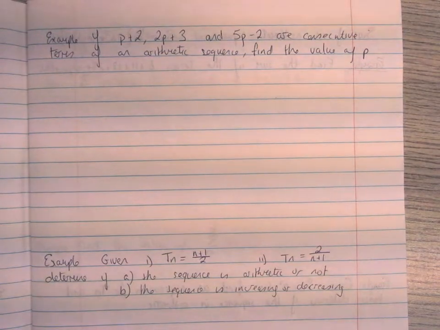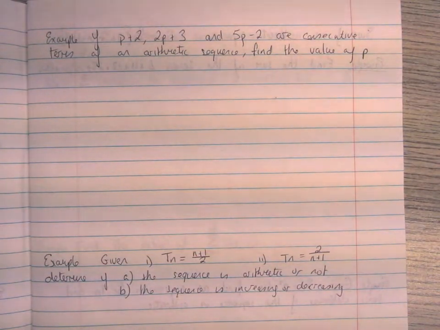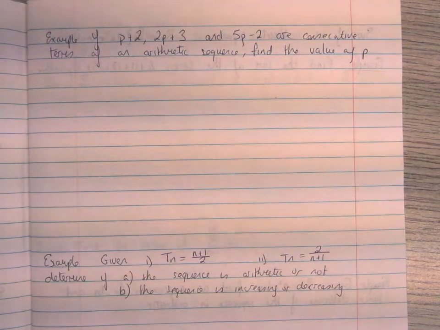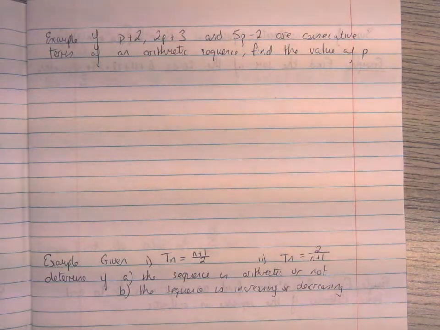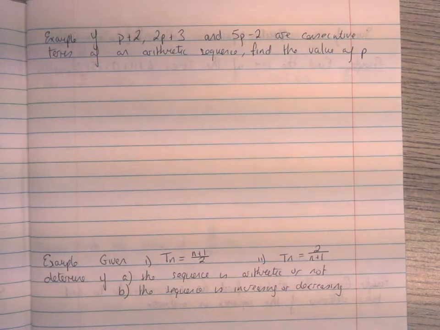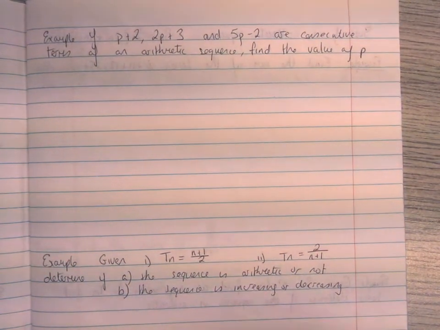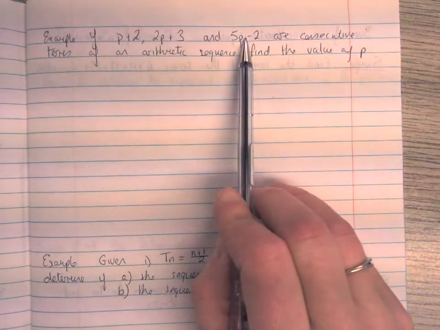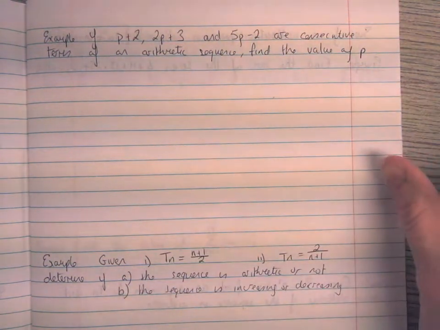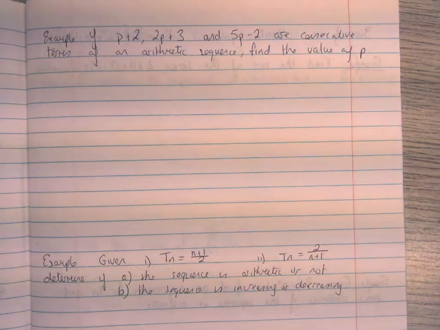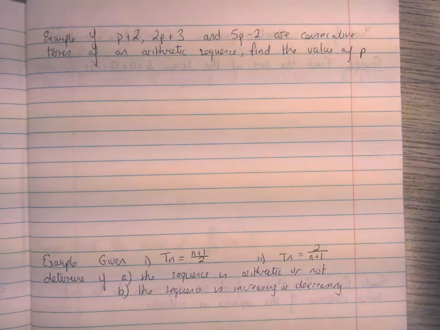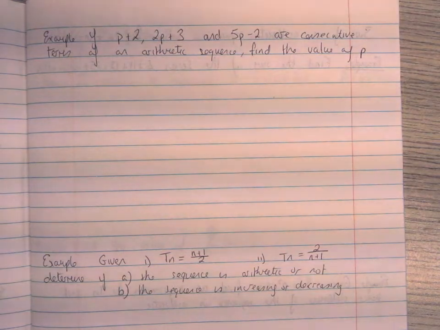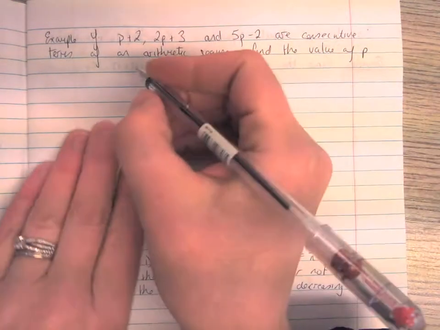So if p plus 2, 2p plus 3 and 5p minus 2 are consecutive terms of an arithmetic sequence, find the value of p. So what we know about an arithmetic sequence, it's going up in constant, so the difference between this term and this term will be the same as the difference between this term and this term. So remember, if we had the sequence with numbers, we could take the first one from the second one to get d, or we could take the second one from the third one to get d. So that's what we're going to do.